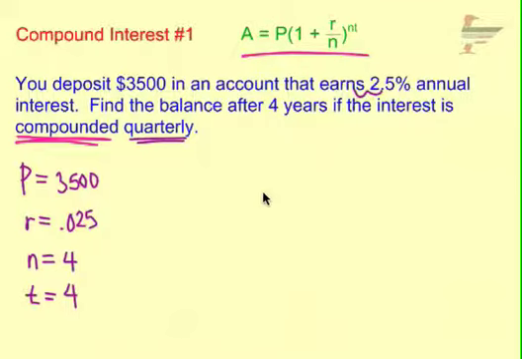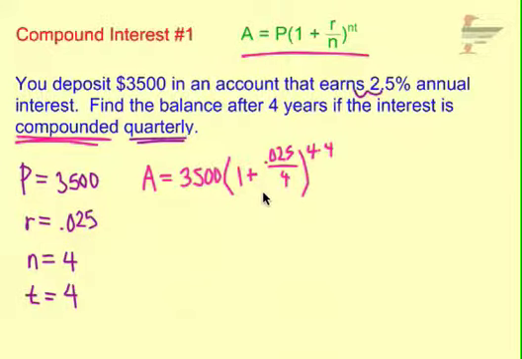So now we just go and we fill in our information into the formula. A equals 3,500 times 1 plus .025 divided by 4 raised to the 4 times 4 power.